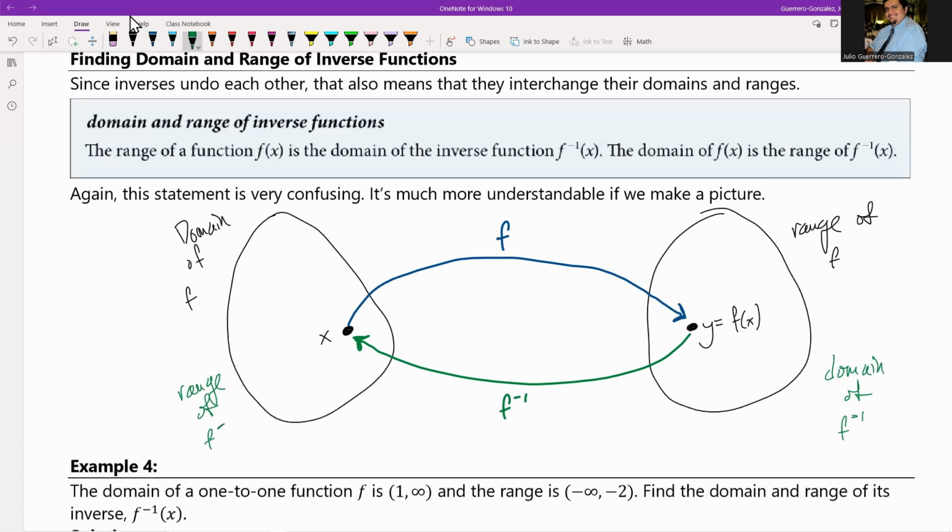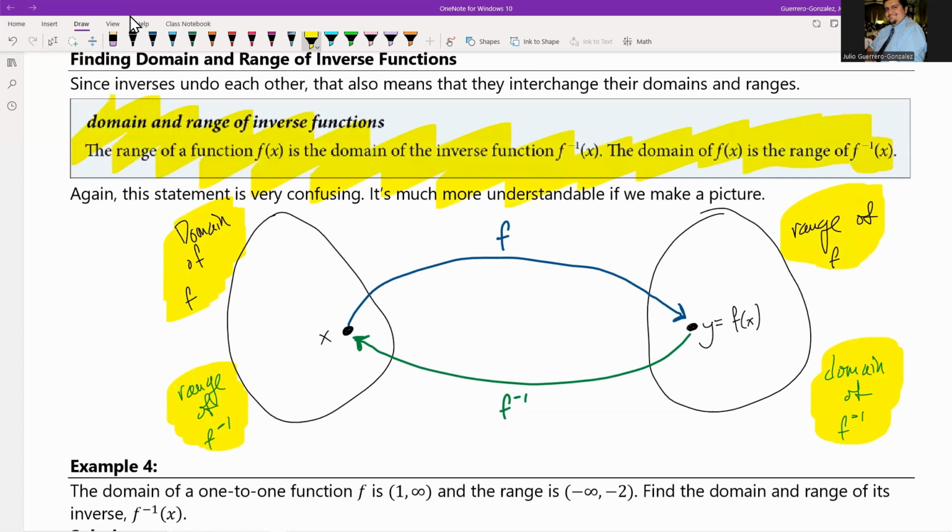Now I want you to take a look at what we just did. The domain of f just so happens to be the range of f inverse, and the range of f just so happens to be the domain of f inverse. See how the pictures make it make much more sense? That's what this basically says. What people tend to remember is if you have f and f inverse, the domains and the ranges flip.